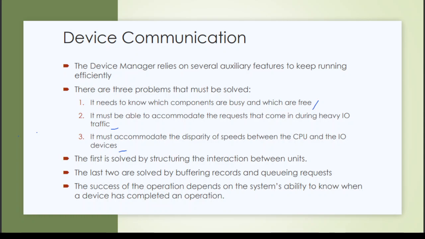The first is solved by structuring the interaction between units. We can solve our first problem by using different structuring for interaction between units. And the last one can be solved by buffering records and queuing requests. The success of operation depends on the system's ability to know when a device has completed an operation. These three problems are very important for a device and device manager to work perfectly and error free.